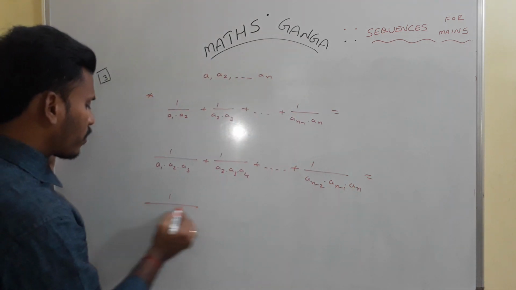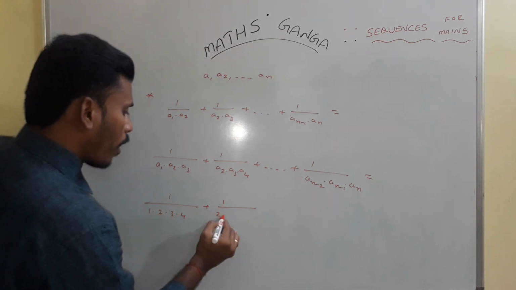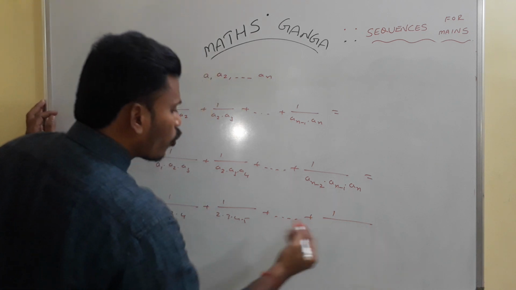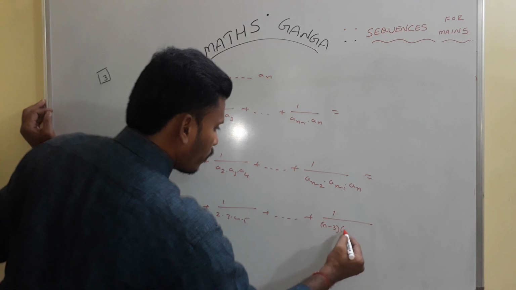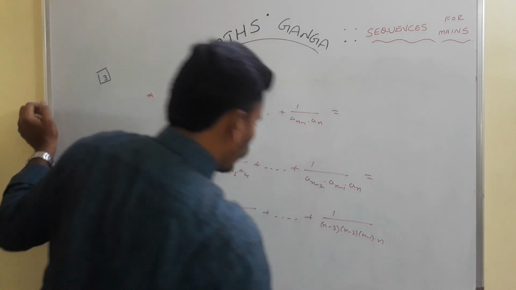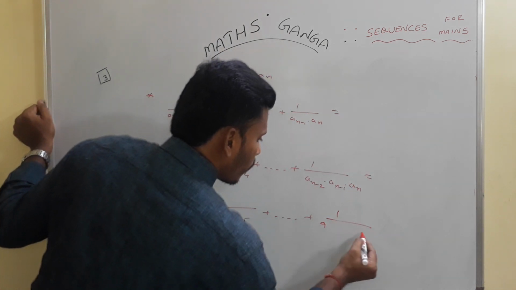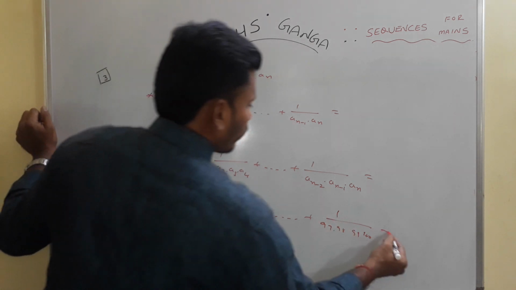As an example, I am considering the natural numbers like 1 by 1 into 2 into 3 into 4, 1 by 2 into 3 into 4 into 5, plus and so on, plus you may have up to n, so n minus 3, n minus 2, n minus 1 and n. Or suppose you may say some numbers like 1 by 100, 99, 98 and 97.